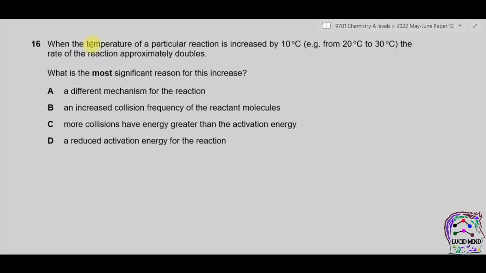Question number 16. When the temperature of a particular reaction is increased by 10 degrees centigrade, for example 20 to 30, the rate of reaction approximately doubles. What is the most significant reason for this increase? So by increasing temperature, the rate of reaction doubles. We can say, let's see, a different mechanism for the reaction. Now temperature does not change the mechanism. It is the catalyst that changes the mechanism.